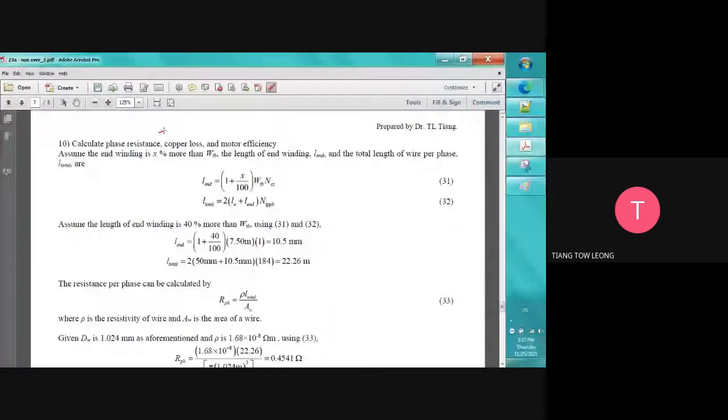So calculate the phase resistance, copper loss, and the motor efficiency. When we want to calculate the losses, we first want to calculate the resistance, which comes from R equals rho L over A.